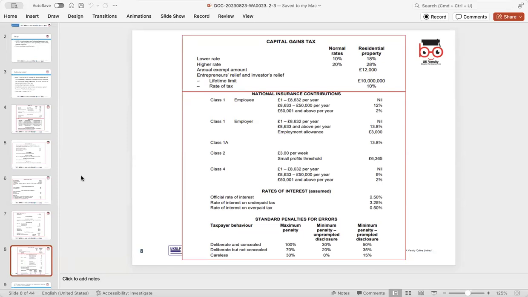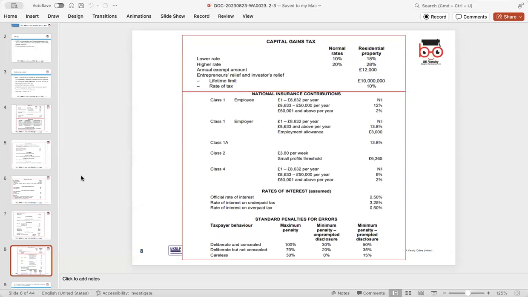Now, interest rates, which play a role in tax payments. The official rate of interest used in various tax calculations is currently 2.50%. If tax is underpaid, HMRC charges interest at a rate of 3.25%, while overpaid tax earns interest at a rate of 0.50%.